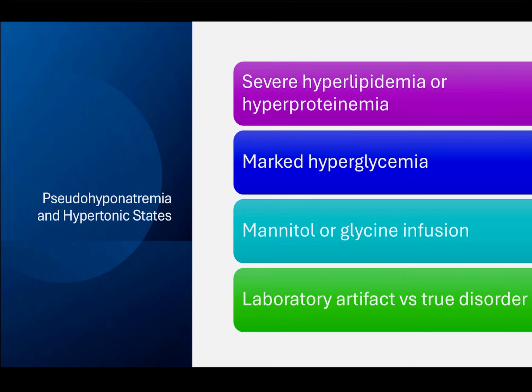Pseudohyponatremia occurs when laboratory measurements are affected by abnormal plasma solids, resulting in falsely low sodium values. Hypertonic hyponatremia, most commonly due to hyperglycemia, occurs when extracellular osmoles draw water out of cells, diluting serum sodium without true water excess.